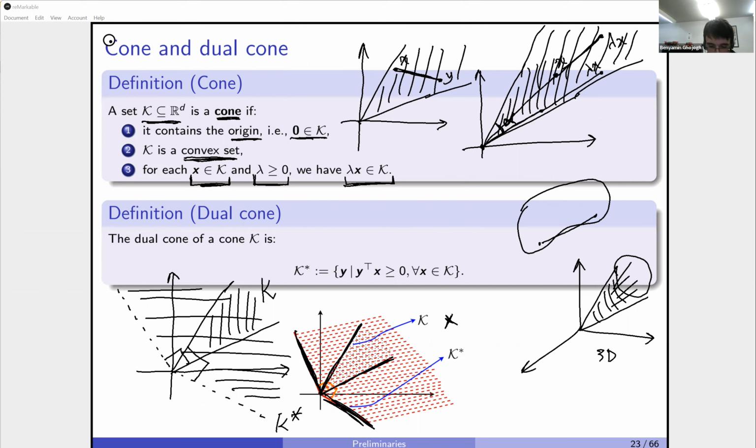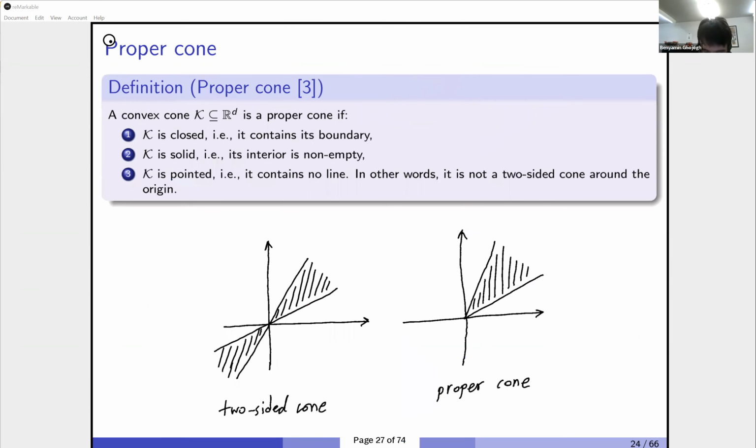So these are some concepts, because as preliminaries, you will see a lot of these concepts in the literature, and you should know what they mean. And this is a two-sided cone. Again, it satisfies all the conditions of a cone. If it has X, then lambda X is also inside of it. Also, it's convex, and it also has the origin. So it's a two-sided cone. But if you have a one-sided cone, then it's called a proper cone.